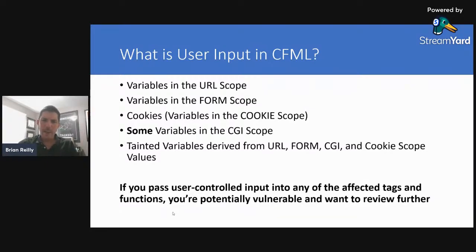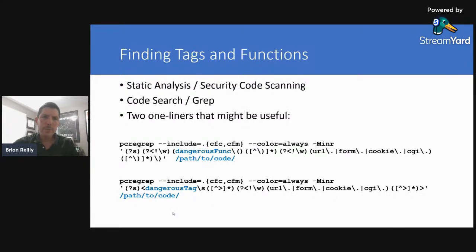But really, the bottom line is that if you pass any of those user-controlled inputs into any of the affected tags and functions here, you could be vulnerable, and there's certainly areas that you're going to want to review further. Okay, so what are some of the ways that we can go about actually finding those tags and functions? Well, if you're running code scanning tools or static analysis tools, those tools may flag some of these functions. You're going to want to make sure that you have coverage for all of them. So that's certainly something to test.